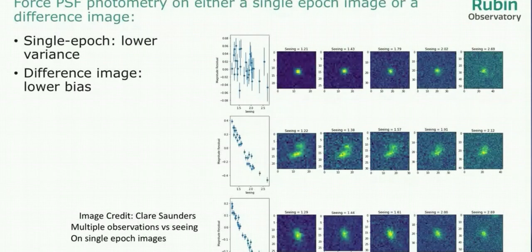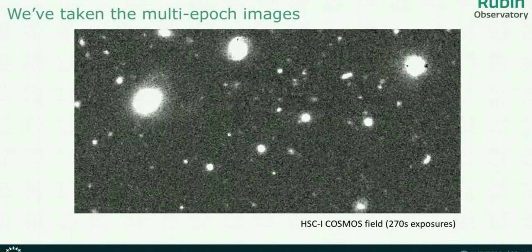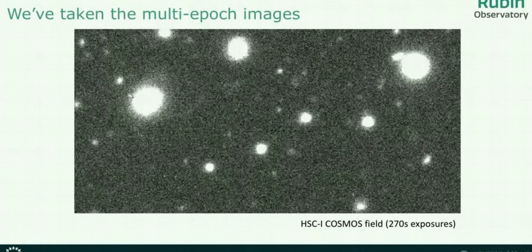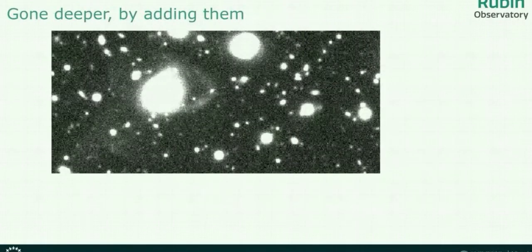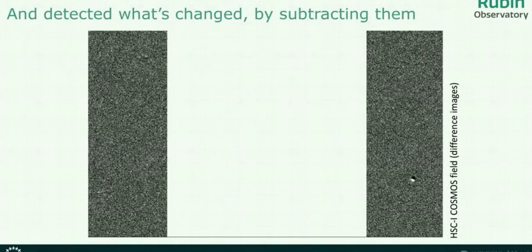So the way to remove this bias is to use difference imaging. If you do forced photometry on the difference images, the light from the constant galaxies gets subtracted out and no longer contaminates your estimates of the PSF flux. We've taken this pile of multi-epoch images, we've gone deeper by adding them, and detected what's changed by subtracting them.